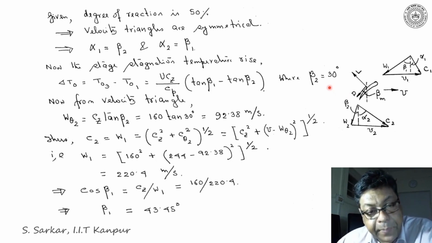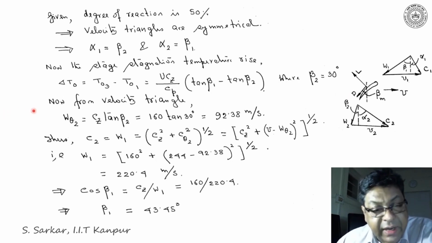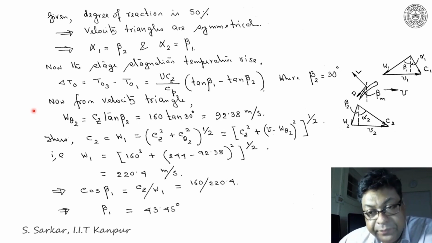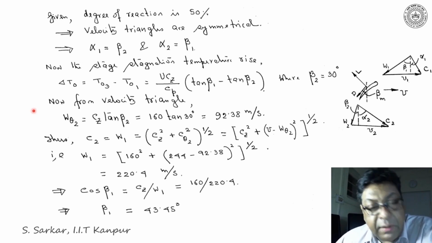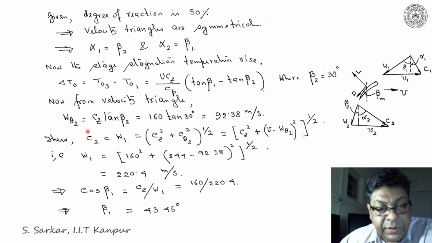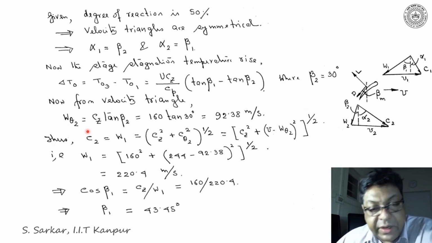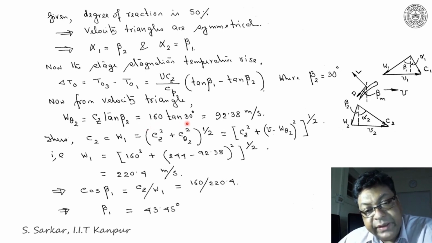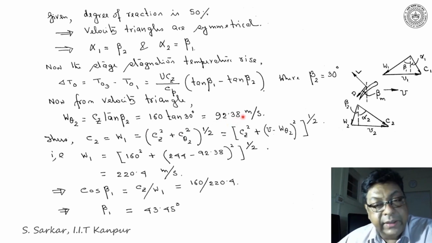Now from the velocity triangle I can write W theta 2. W theta 2 is the tangential component of W2. So W theta 2 is equal to Cz into tan beta 2. The value of Cz is given as 160 and beta 2 is equal to 30 degree. So W theta 2 I have evaluated as 160 into tan 30 degree, that is equal to 92.38 meter per second.